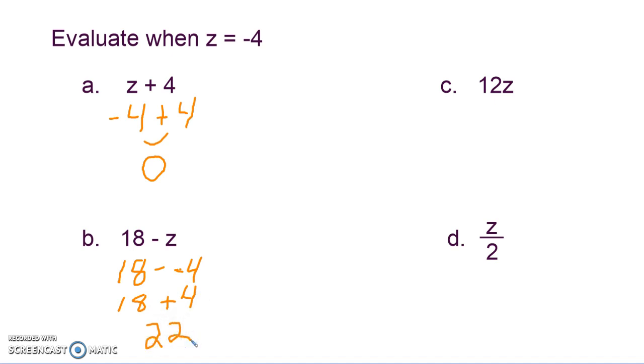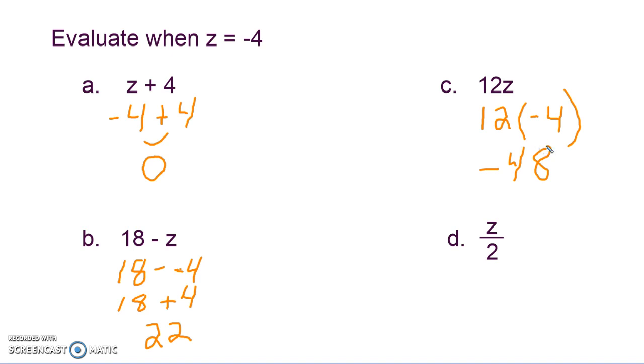In this third example, we have 12z. Now remember, when we have a number next to a variable, that means we are multiplying them. So when I rewrite this, I'm going to rewrite it as 12, parentheses meaning multiplication, negative 4. I have a positive times a negative, so I know the answer is going to be negative. And now I have 12 times 4, which is 48. So the answer is going to be negative 48.